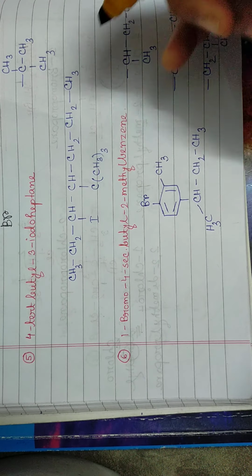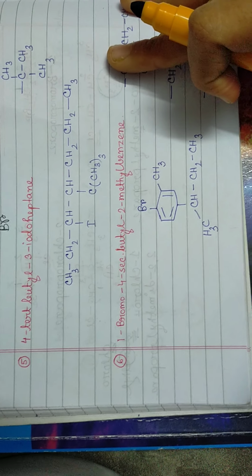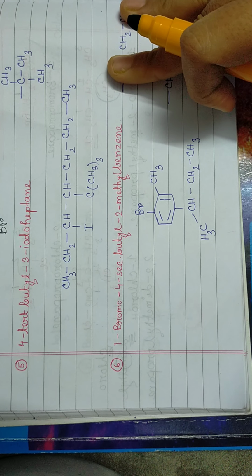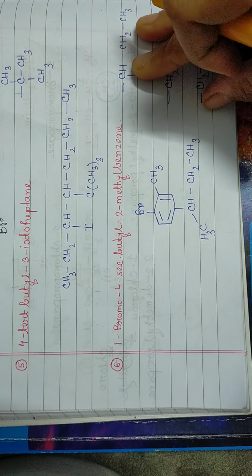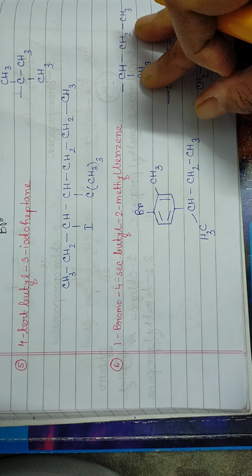This is the chapter on haloalkanes and haloarenes, and in the last video we have seen the nomenclature of haloalkanes and haloarenes. In this video we are taking some more examples from haloalkanes and haloarenes, and we will try to classify them also.